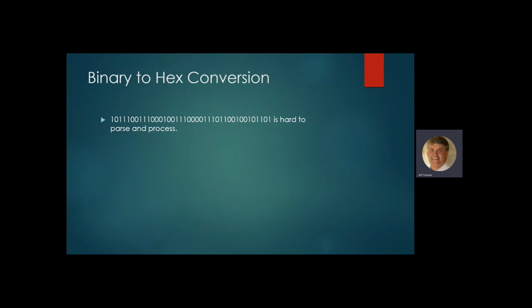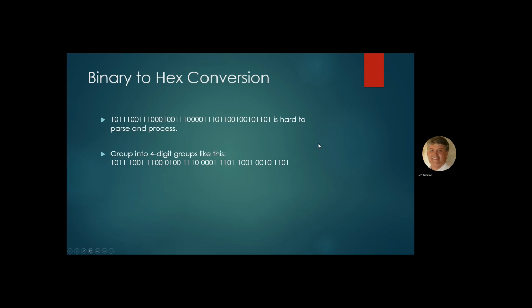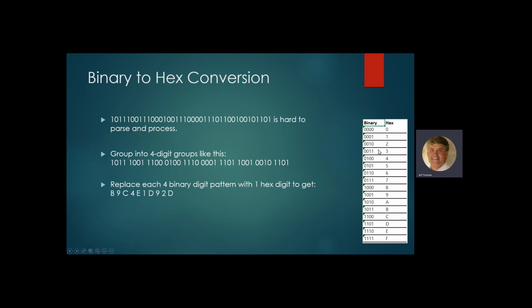Computers think in binary, which means we have sequences of binary digits like this. This is hard for humans to process and to think about. Instead, if you'll group it into 4-digit groups like this, we can then easily translate that into a hex pattern like this using this mapping. So 1011 in binary equals B. B is the equivalent of 11, remember.